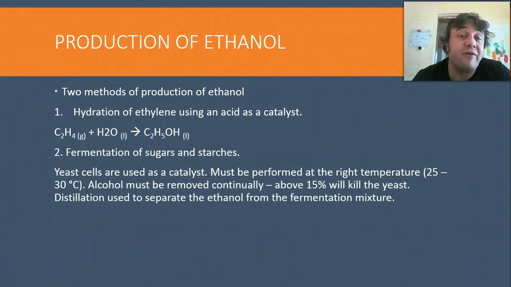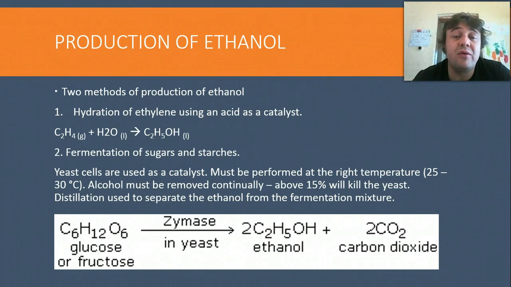Now, the other way is we ferment sugars and starches. We use yeast cells as a catalyst, and in particular, we actually use the enzymes of the yeast. So this must be performed at the right temperatures, 25 to 30 degrees, but about 37 if you're doing it on an industrial scale. The alcohol has to be removed continually, since above about 15% will kill the yeast. And we use distillation to separate the ethanol from the fermentation mixture.